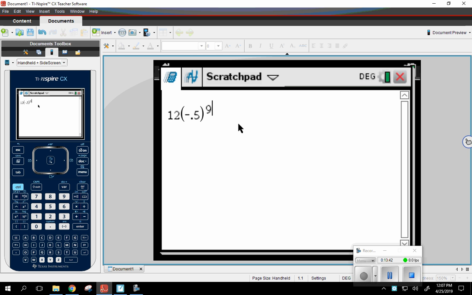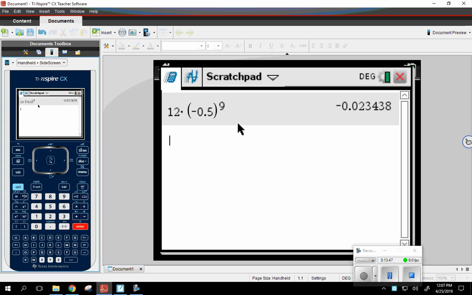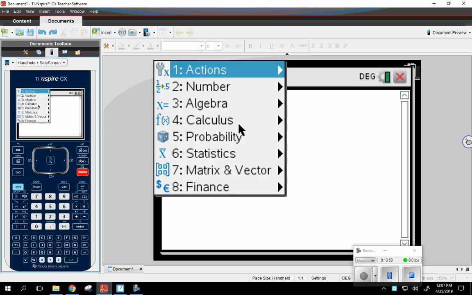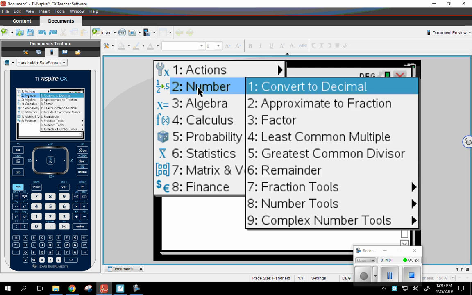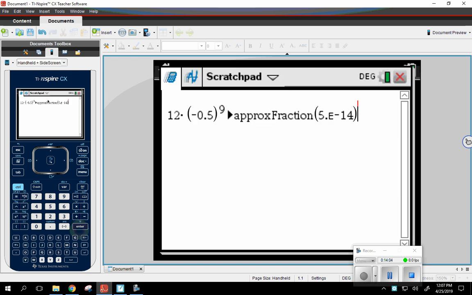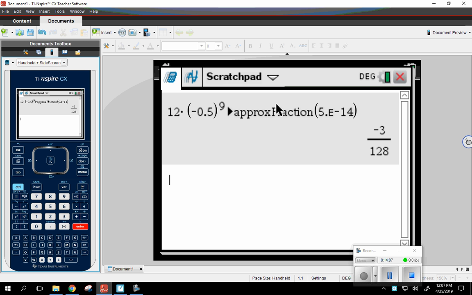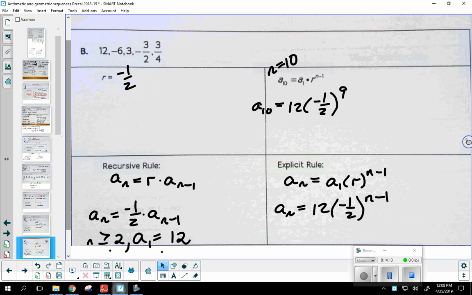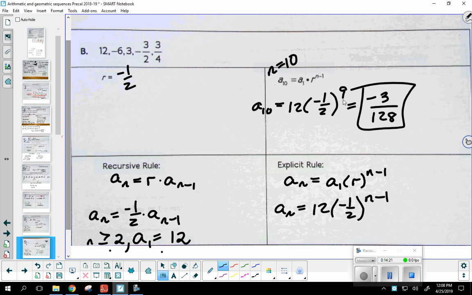Okay. So who can help me out? What should I get when I push enter? Okay. So negative 3 over 128. What I ended up with, then, negative 0.023. Now that should be equivalent. Let me go ahead and actually not do that. Let's go ahead and approximate to fraction. Negative 3 over 128. Perfect. That is exactly right. Okay. Negative 3 over 128. There we go.